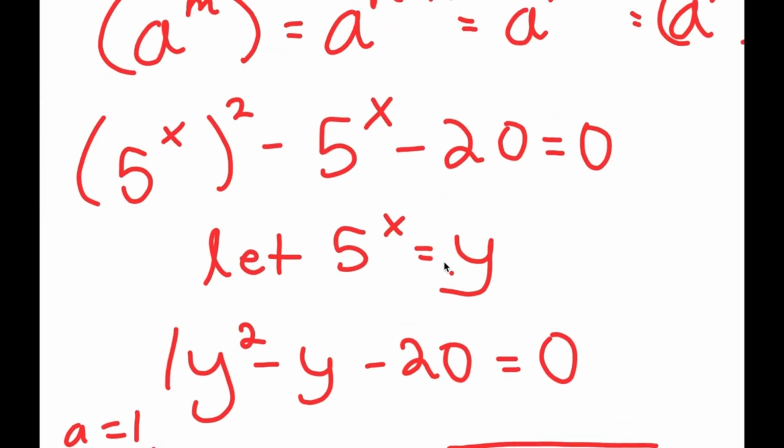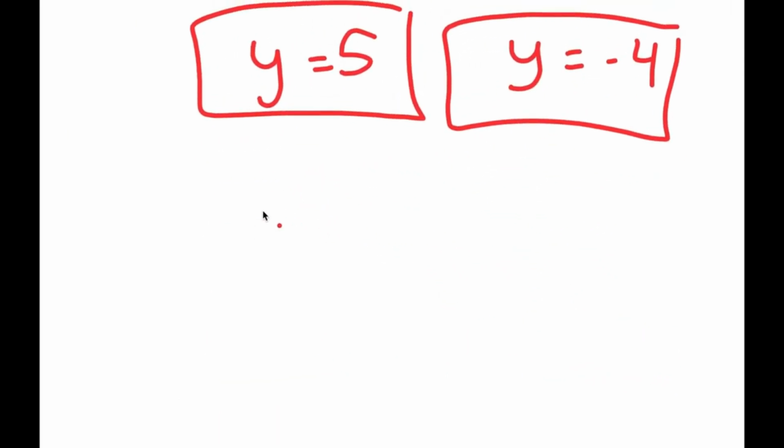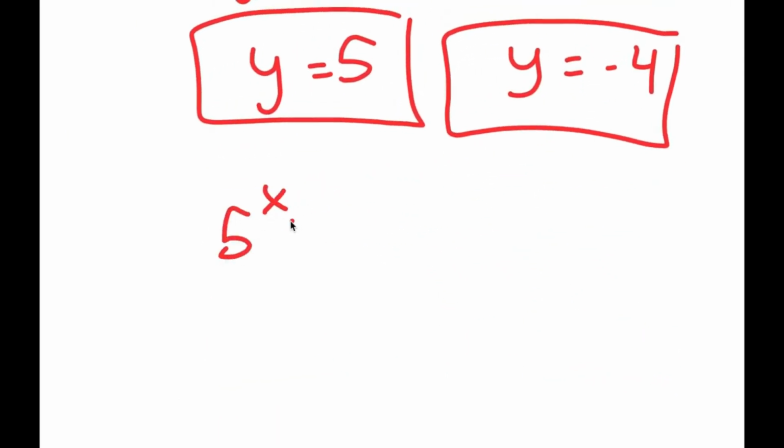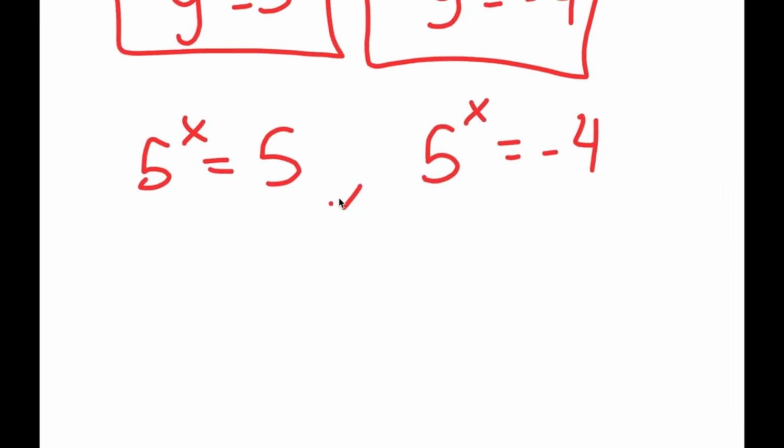Now from here, remember how we let 5 to the power of x equal y. So this means I get two solutions. 5 to the power of x is equal to 5, and 5 to the power of x is equal to negative 4. So let's look at this equation over here. 5 to the power of x equals negative 4. Well, we can't take the power of a positive number and turn it into a negative number, meaning this equation has no solution.